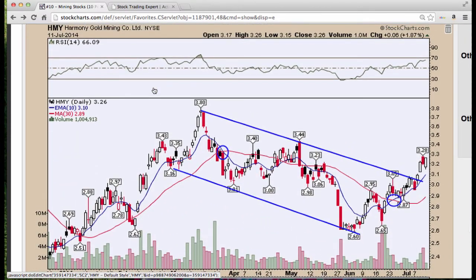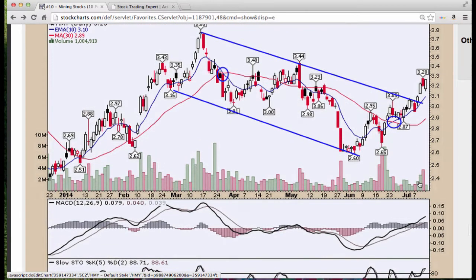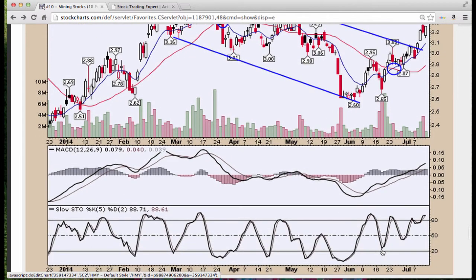Sticking with the thesis, Harmony Gold. Descending channel pattern, crossover to the upside. We have a change of trend. Prices broke above this trend line, and now we're starting to see the 10 period above the 30, and prices continuing to move higher. MACD is moving higher as well as Stochastics.